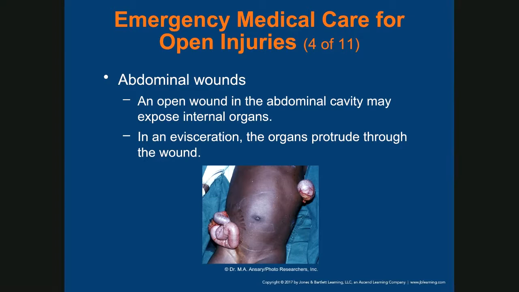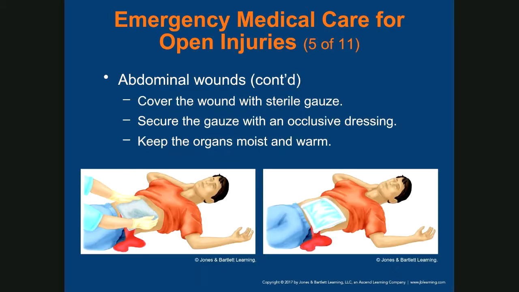Now, abdominal wounds, an open wound in the abdominal cavity may expose internal organs. This is an abdominal evisceration, right? The organs protrude through the wound. Cover the wound with a sterile gauze. Secure the gauze with an occlusive dressing. Keep the organs moist and warm.